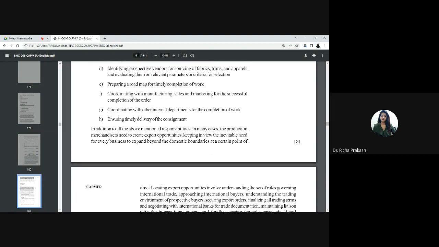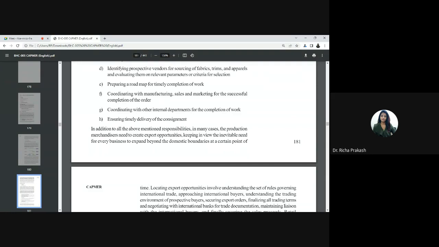The product has to be timely completed and delivered to the buyer. Coordination with manufacturing, sales, and marketing for the successful completion of the order. So it's not only about that we got the order, the factory got the order, and वो अपने अंदर ही बिल्कुल kind of constant हो गए और फिर order deliver कर देते हैं.